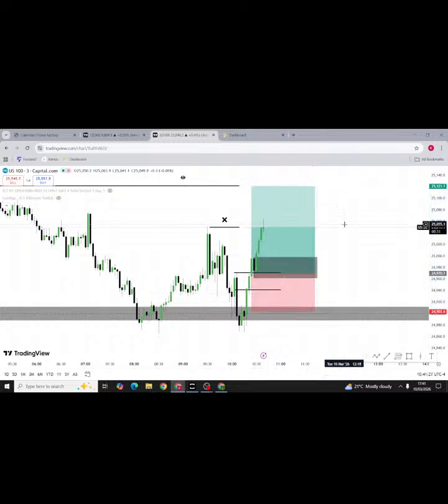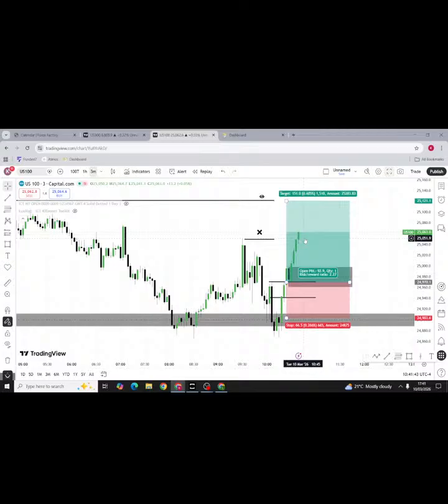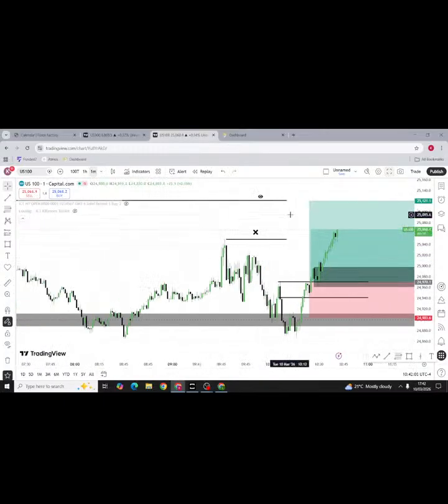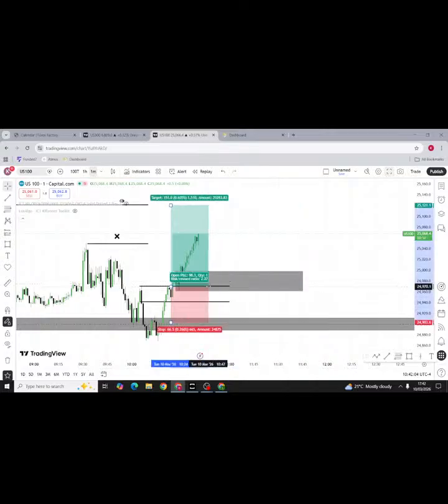Okay, so my target, we have my target over here. My entry around this area, this 3-minute breaker. I think we're going for that high. I think we're really going for that high, and I'm very convinced about that. Okay, let's check out the 1 minute. Yeah, that's it.